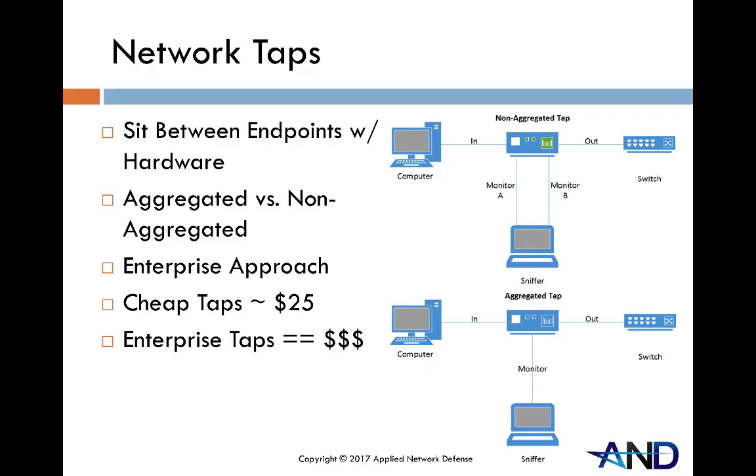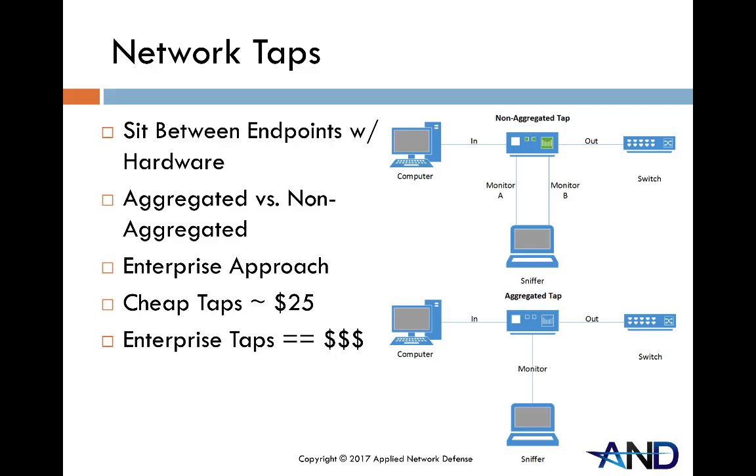Of course, there are a couple scenarios where a tap isn't the most useful. One of those is if you're on a really tight budget. So if you can't afford a tap, then you can't afford it, right? So maybe you can get by with a non-aggregated tap and do it that way. But if you really can't afford enterprise taps, then maybe you're not going to be able to necessarily do long-term packet collection in the way you need to. So that might be a place you can look for more budget later.